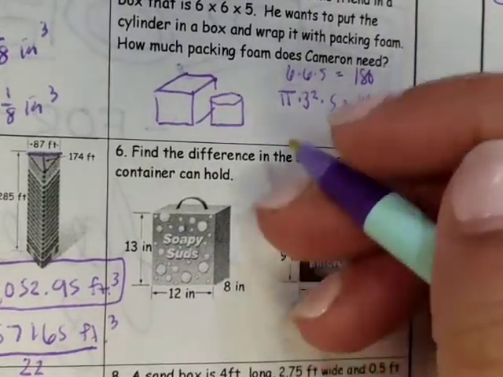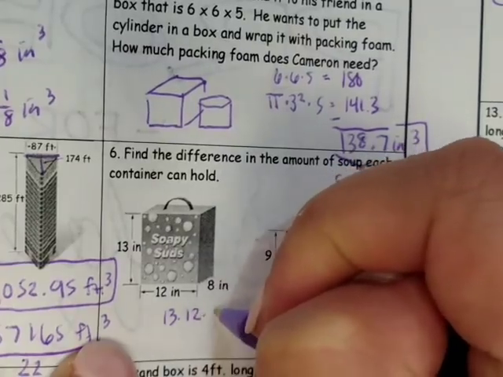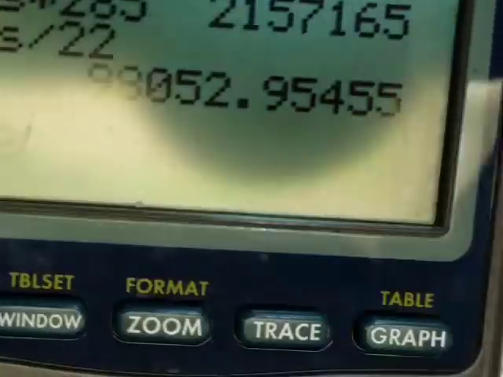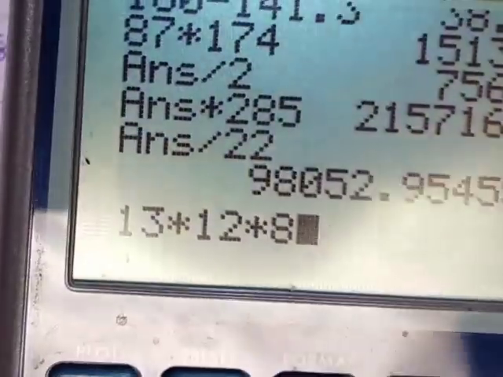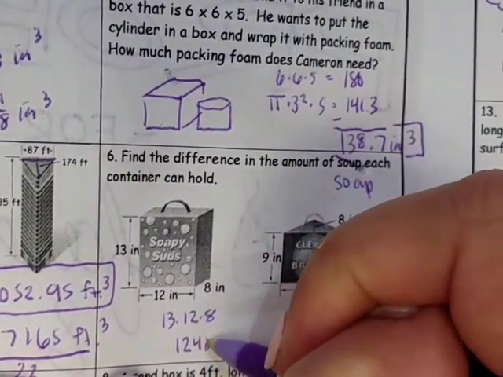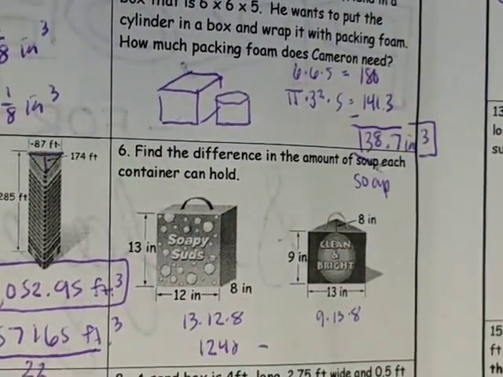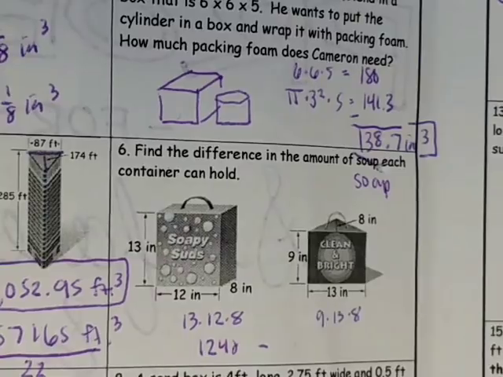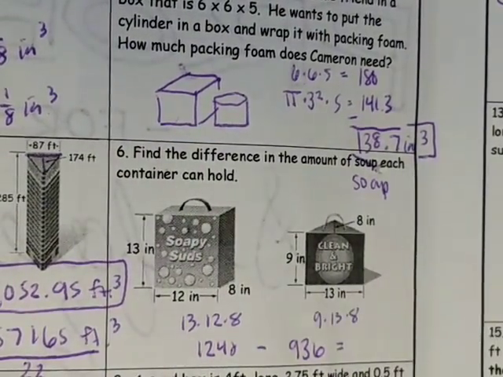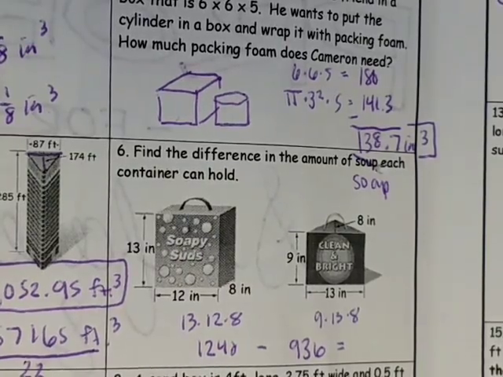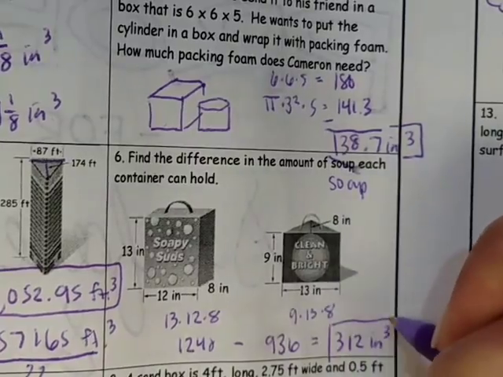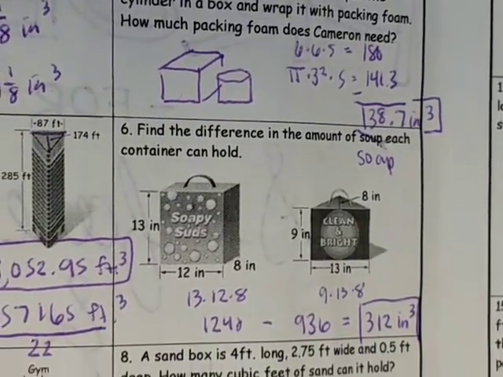So 13 times 12 times 8. And this is 9 times 13 times 8. So 13 times 12 times 8, 1,248. And then 9 times 13 times 8 is 936. And their difference is 312 inches cubed. Okay.